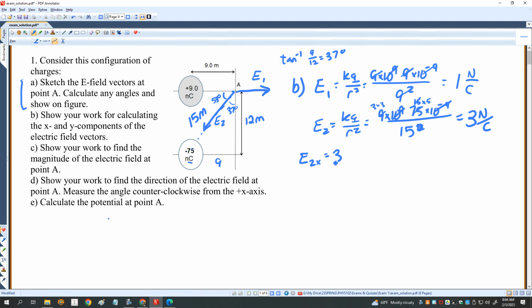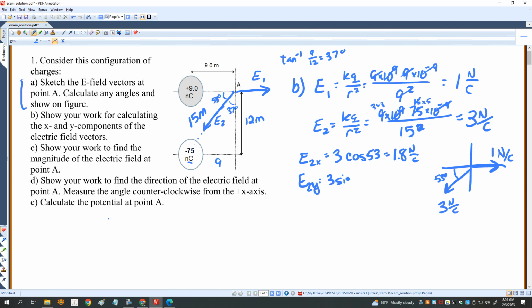E2x is going to be 3 times the cosine of 53. Let's go ahead and draw these vectors over here actually. So I have E1, that's my 1 Newton per Coulomb, and then E2, that's my 3 Newtons per Coulomb, and this is an angle of 53 degrees. So that's 3 cosine of 53. It's equal to 1.8 Newtons per Coulomb, and then E2y is 3 sine of 53. I get 2.4 newtons per coulomb. So those are the x and y components.